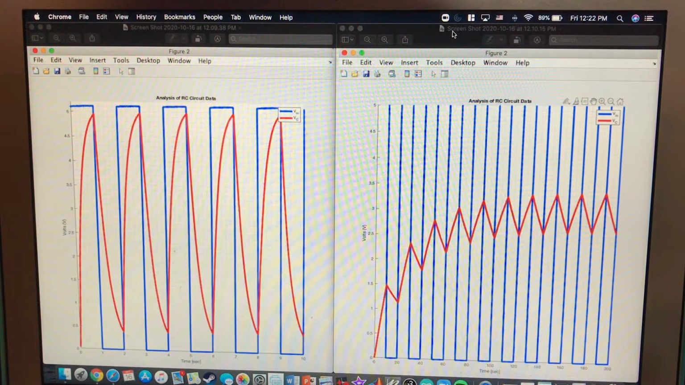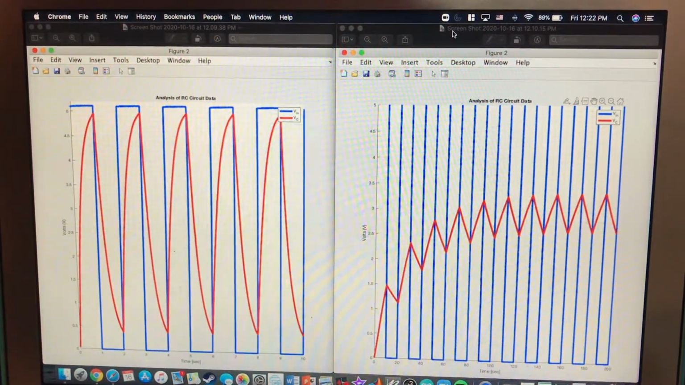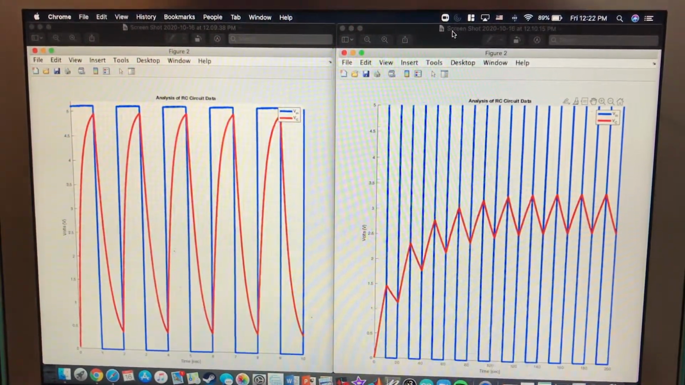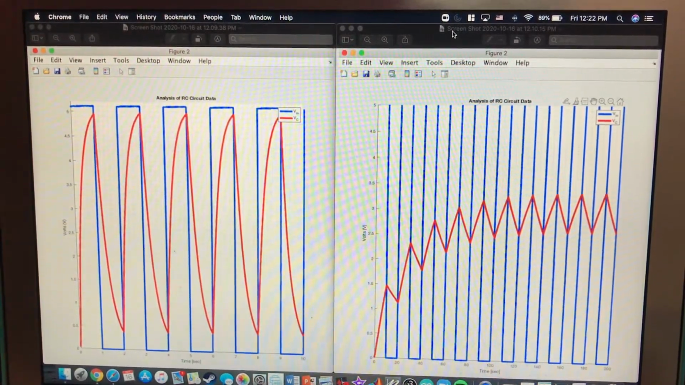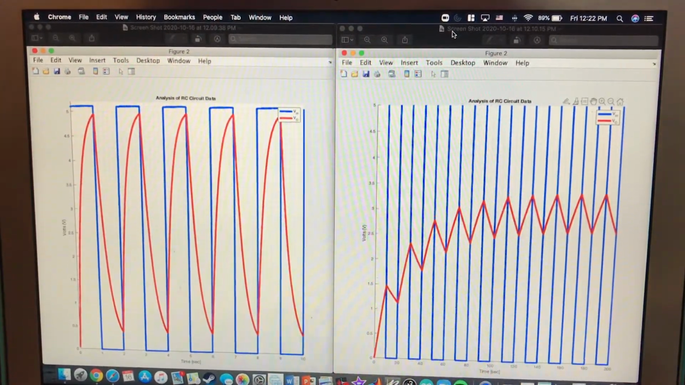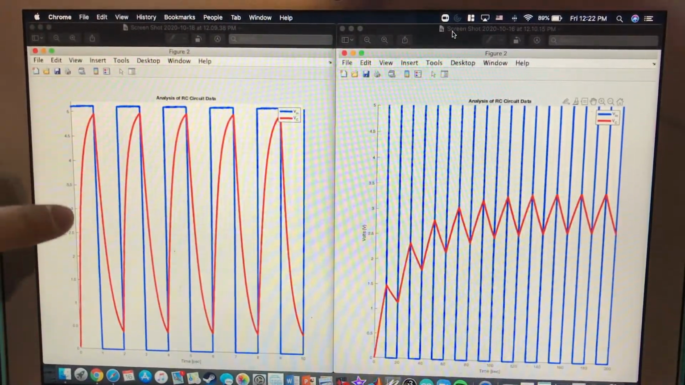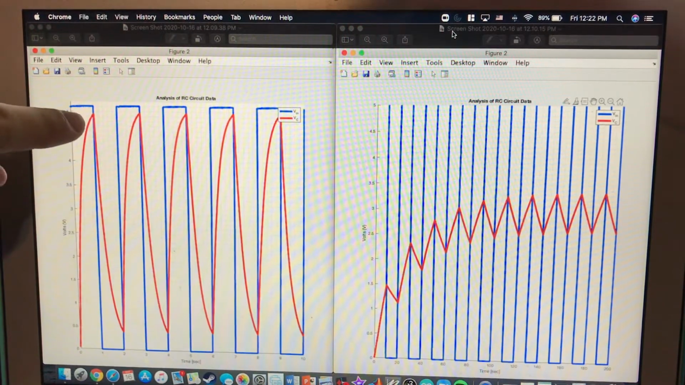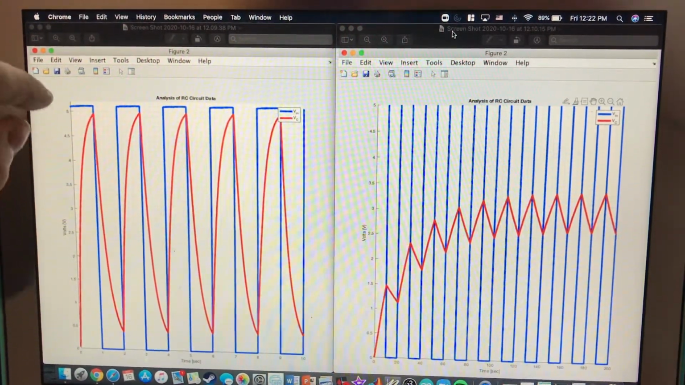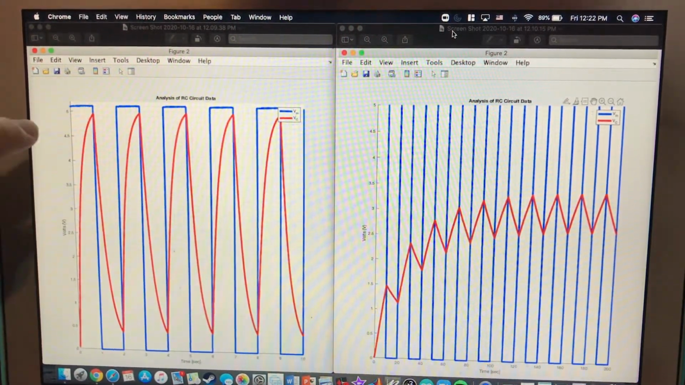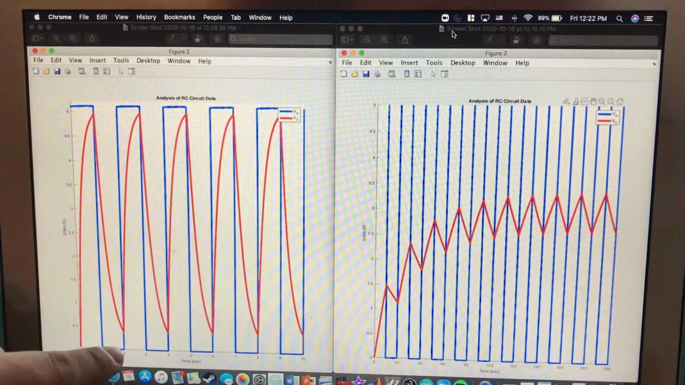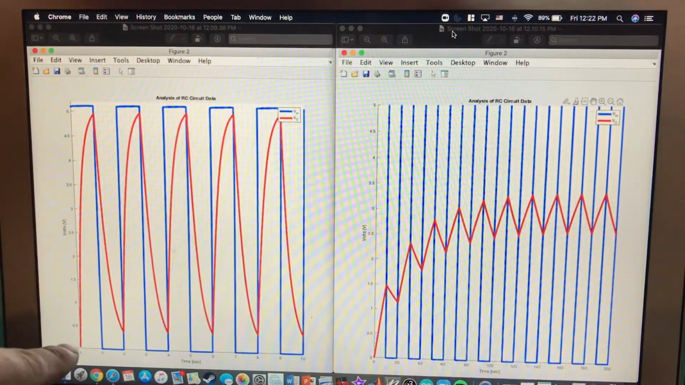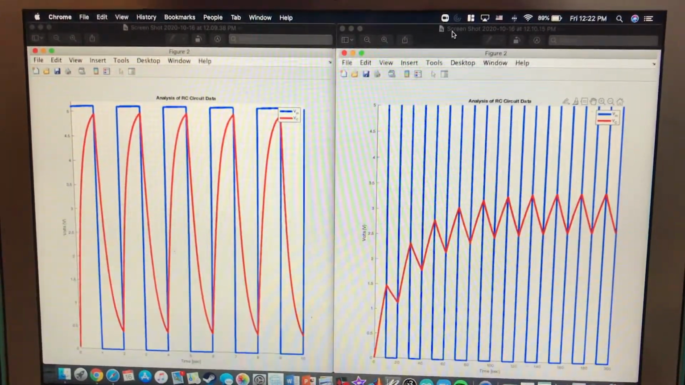So here we have our processing code all graphed out on MATLAB with the 10K resistor data on the left and the 100K resistor on the right. We can see on the left it looks a lot like our processing code, where it will charge up very high, almost close to that 5 volts when the input voltage is high, and then discharge all the way back down to about that 0.5 volt range when the input voltage is low. So this is what we expected when we looked at our processing graph.